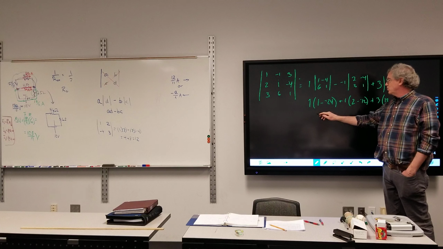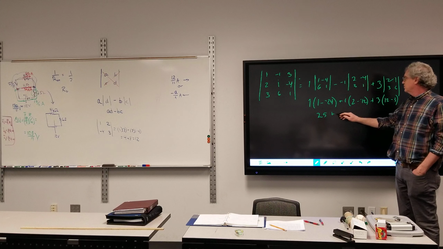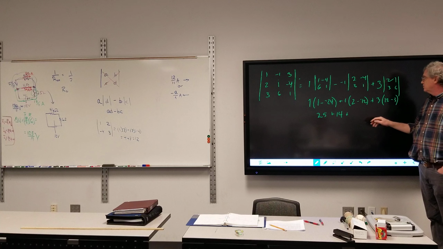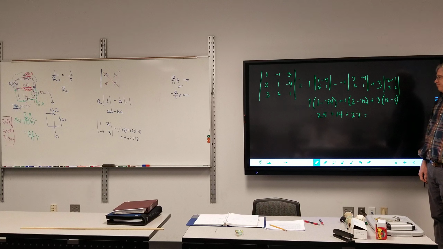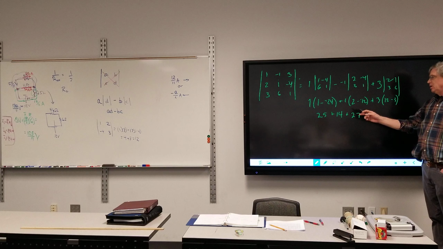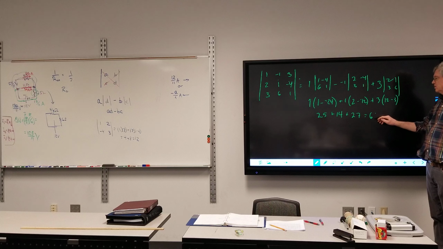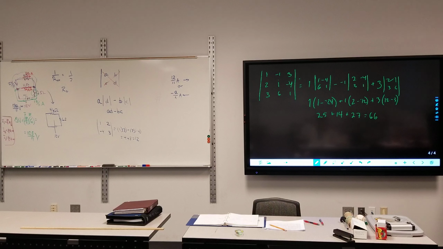So this becomes 25 plus 14 plus 3 times 9, 27, which is 66. If you were given a 4x4, you'd go through the same process, and you'd end up with 4 3x3s, and then each of those would produce 3 2x2s.